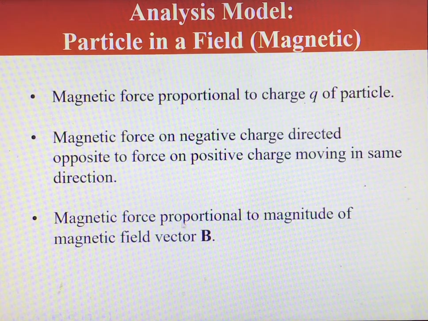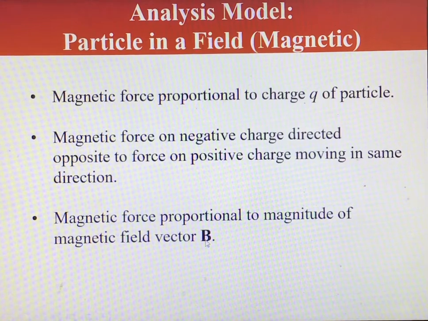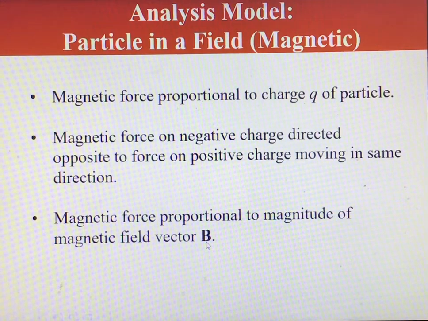And the magnetic force is proportional to the magnitude of the magnetic field vector. The magnetic field vector is represented by this symbol right here, B. If you remember, we said the electric field is E, the magnetic field is B. So it's a vector quantity.